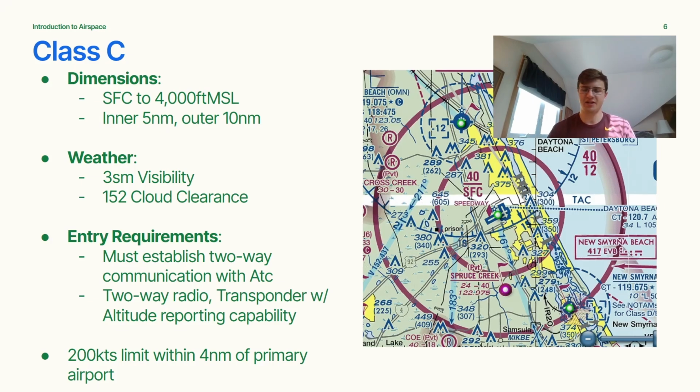You also must have a two-way radio. Again, you have to be able to talk to somebody, establish that two-way communication. You must have a transponder with altitude reporting capabilities. And we have a speed limit for Class Charlie. So within 4 nautical miles of the primary airport, you must have 200 knots or less.